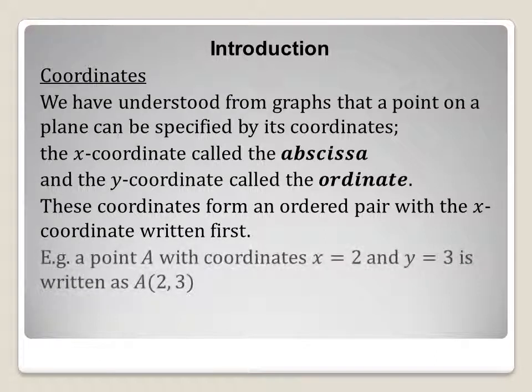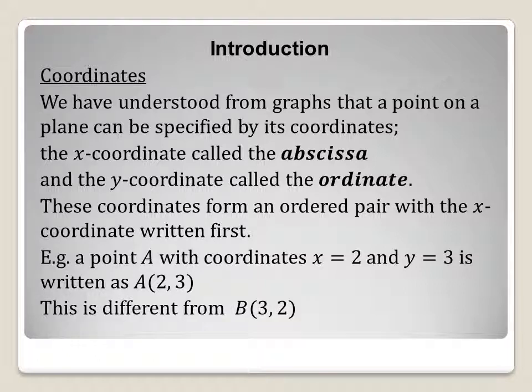For example, a point A with coordinates x equals 2 and y equals 3 is written as A, usually in uppercase, and the two coordinates written in a bracket separated by a comma, (2, 3). This is different from another point B with coordinates (3, 2).